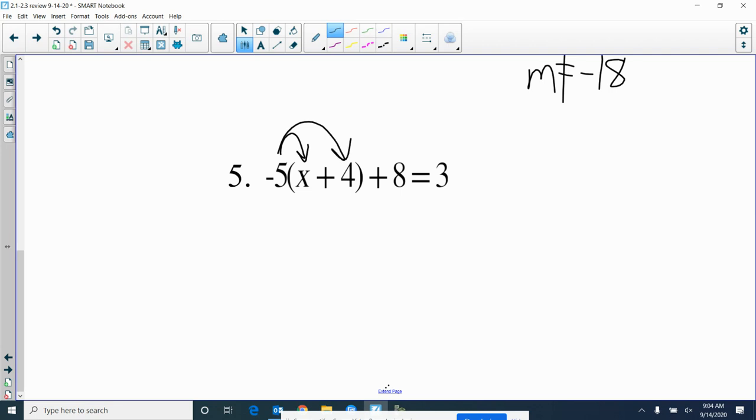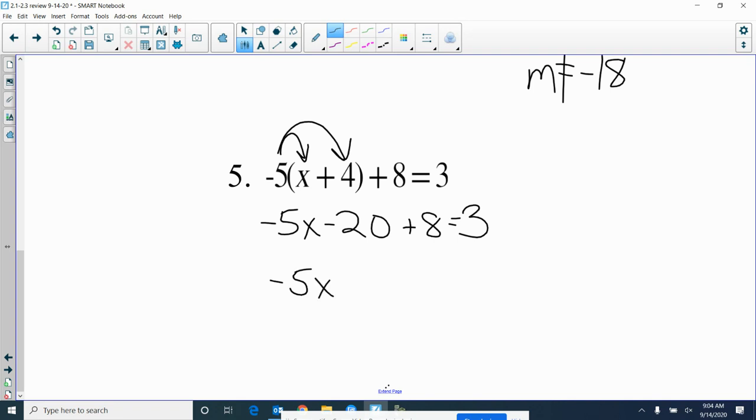We're going to use the distributive property. That was perfect. Okay, so this is going to multiply everything in here. I have negative 5x minus 20 plus 8 equals 3. That's what you said, correct? Yes. All right, what am I going to do next? And then we're going to add 8 to negative 20. Very good. Yeah, I can combine these like terms, so I'm going to have negative 5x what?